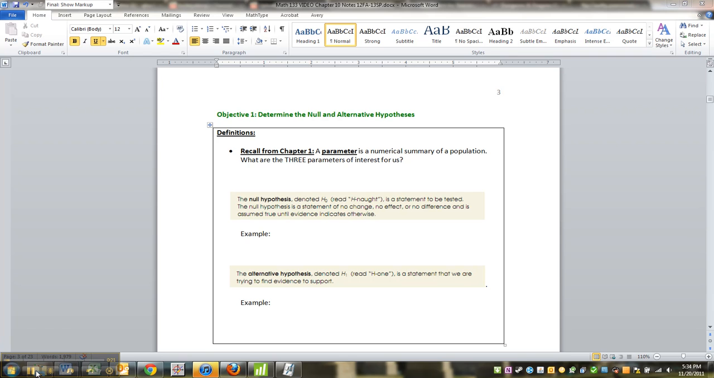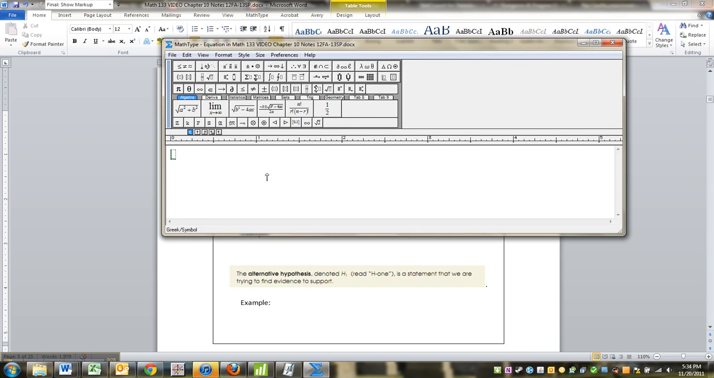There are 3 or 4 big parameters of interest for us. And what are they? Okay, so we learned mu, which is technically the population mean. We learned in chapter 6 and then again in 8 the p, which is equal to the population proportion.